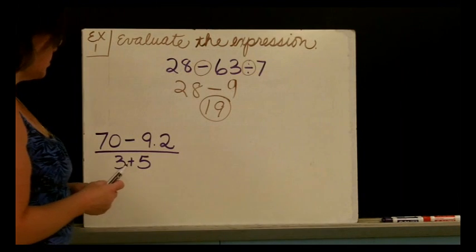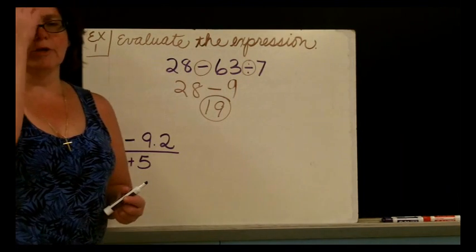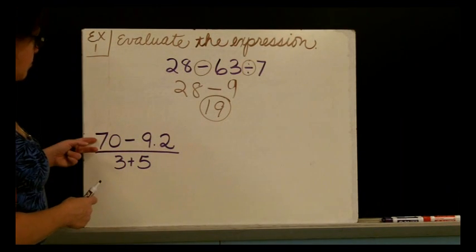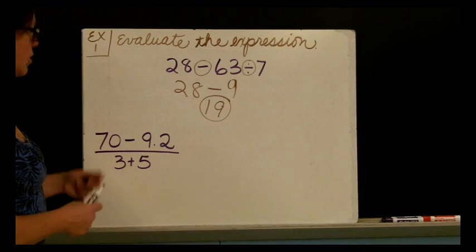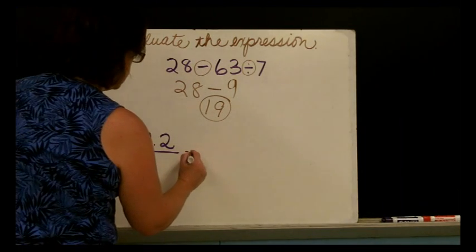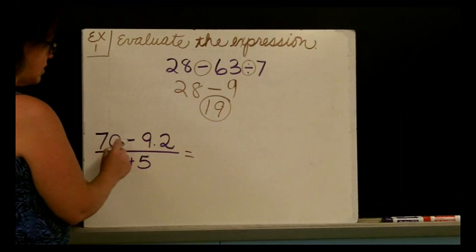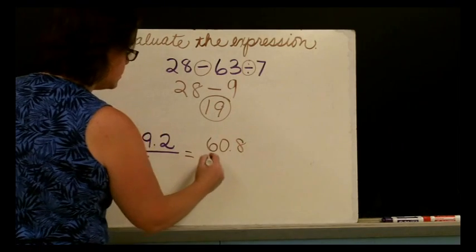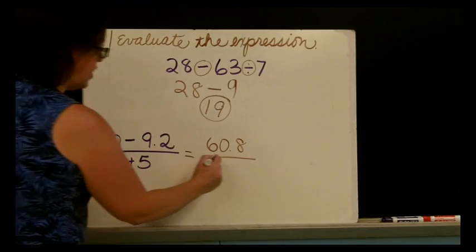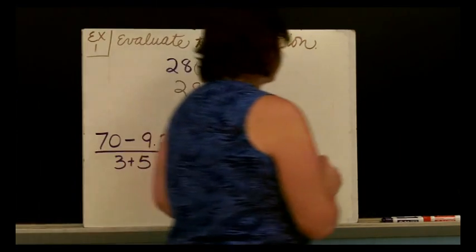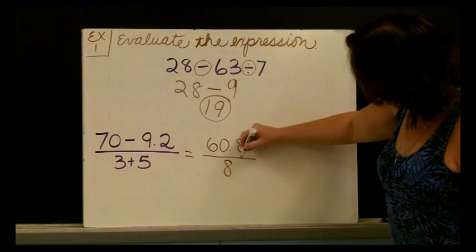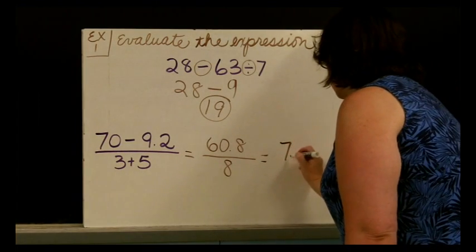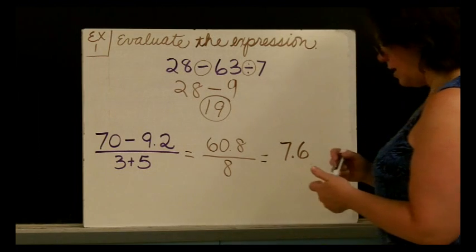Now here on the bottom, it's a little different. We have a fraction, and I always tell you that fractions are division problems. But here we have to actually simplify the numerator and the denominator first before we can go ahead and do our division. In our numerator, we have 70 minus 9.2. That leaves us with 60.8. 3 plus 5 is 8. And as I said, fractions are division problems. 60.8 divided by 8, that gives us 7.6. And that is our answer.